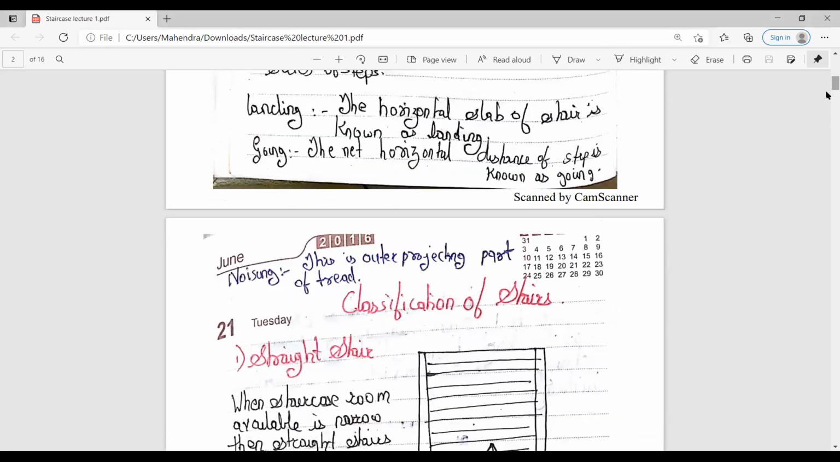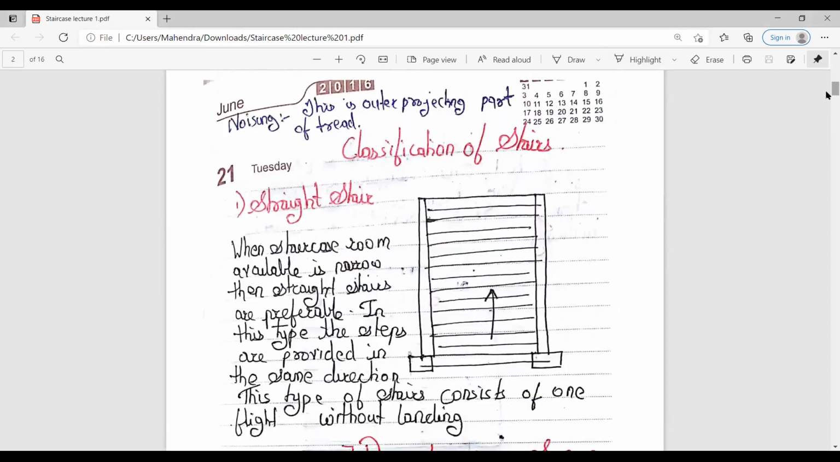Then nosing is nothing but the outer projecting part of the tread. Then we are going to see the different types of staircase. There are 4 to 5 types of staircase, and all of these types have a design. The first one is the straight stair. As you can see, the straight stair consists of only one flight without landing. Here there will be only one flight, and on that one flight all risers and treads are included. There will not be two flights. As it is straight, there will be only one flight without landing.